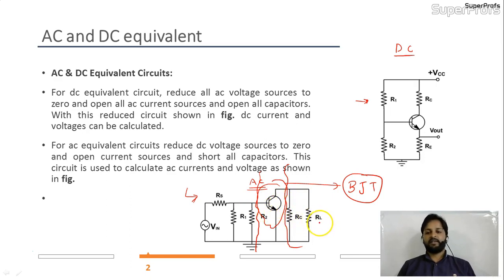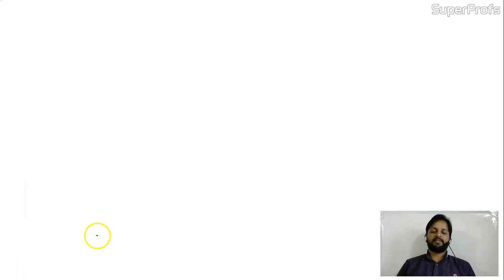If they're asking for the current, you can calculate. If they're asking for the voltage, you can calculate. So we have to remove this part, right? Now I'm showing you, we have the equivalent of the transistor also. Whenever we solve circuits by applying AC and DC analysis, we have to replace the transistor by its equivalent model in terms of resistance and dependent sources. So we'll see that equivalent part, and then we'll switch to the problem portion, right?